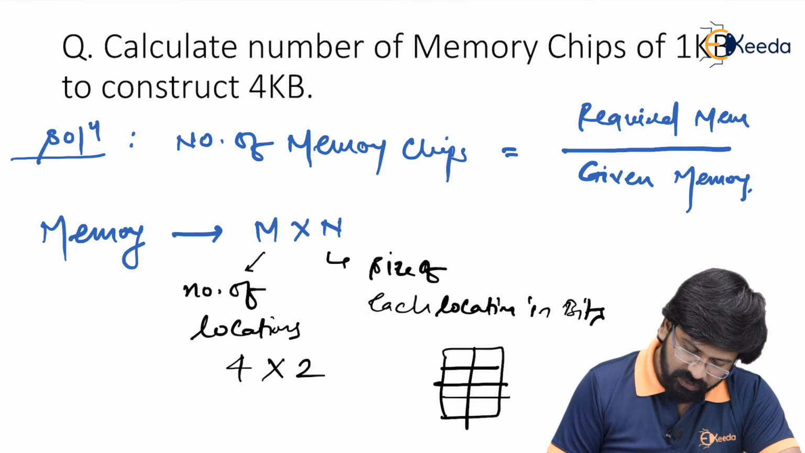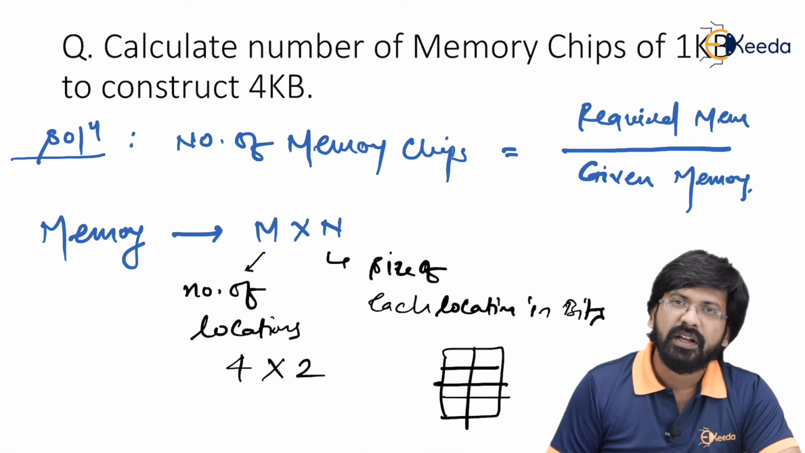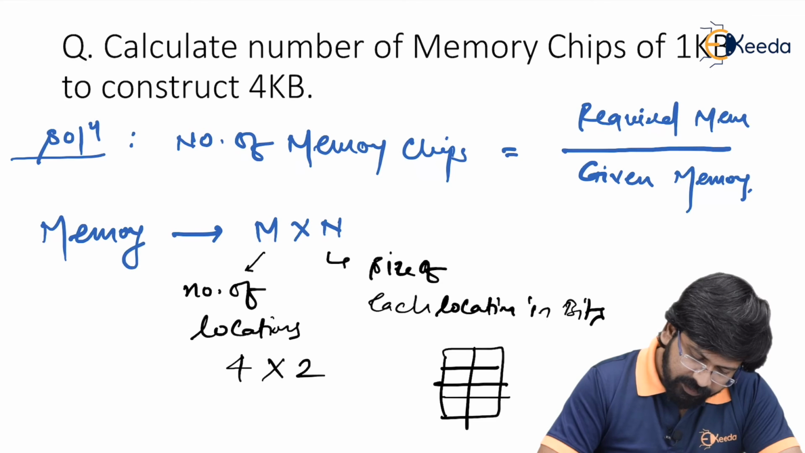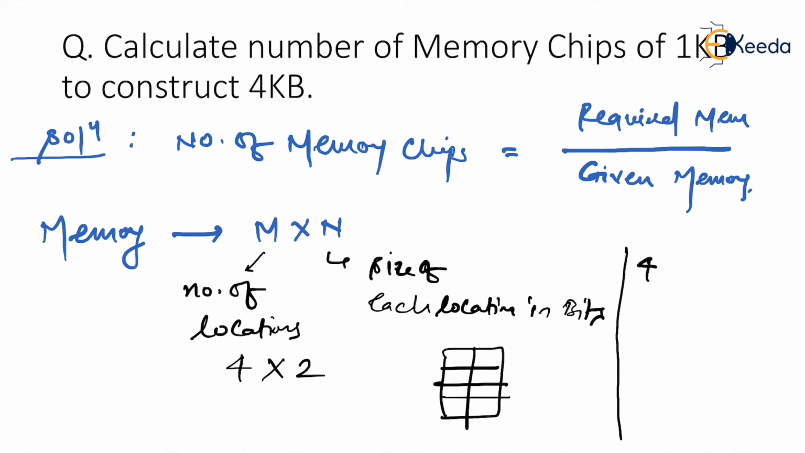As you can see, there are a total of 4 locations and each location can store only 2 bits, right? So what is meant by, let's say, 4K cross 8? What does 4K indicate? 4K indicates the number of locations and 8 indicates the size of each location in bits. Am I right? That's the reason why 4K cross 8 can be written as 4 kilobytes, because we know that 8 bits is always 1 byte. So 4K cross 8 is nothing but 4 KB.